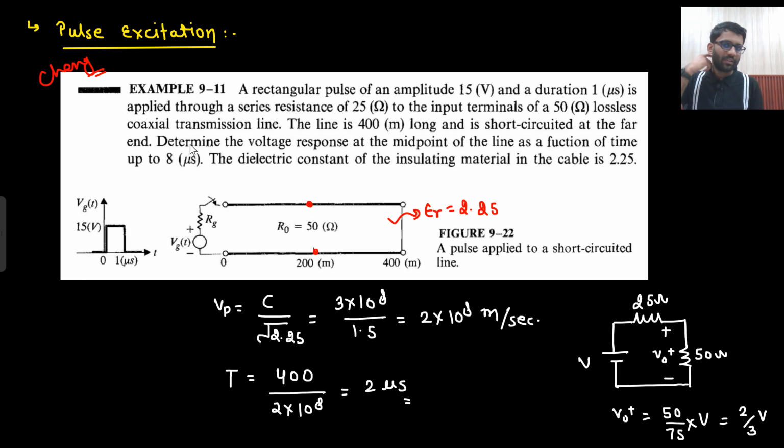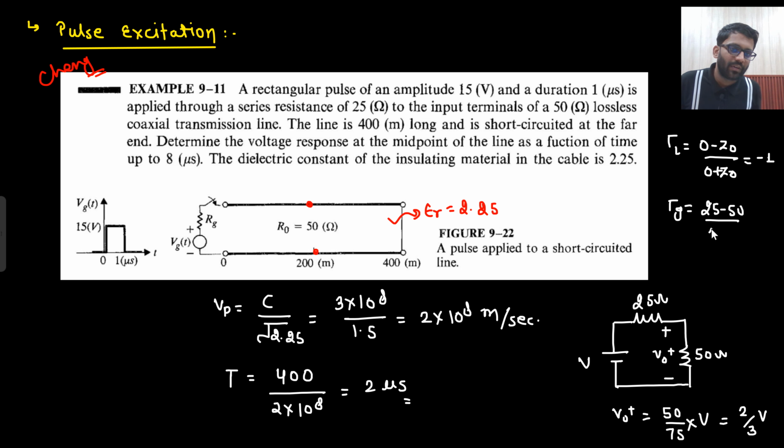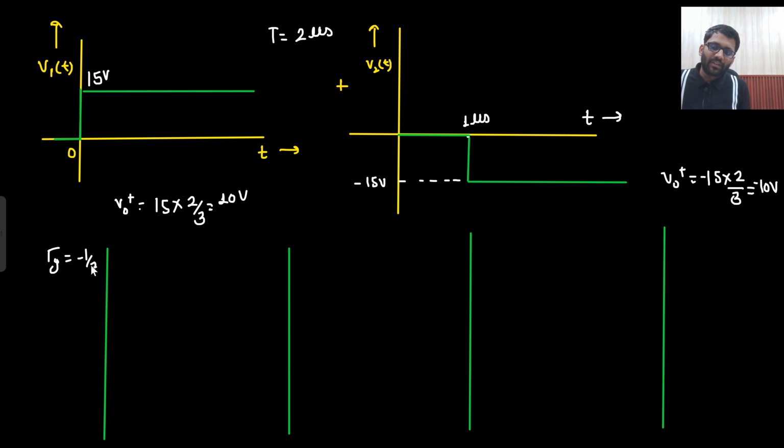Gamma L, gamma G depend on ZG, Z naught, all these things. So what is my gamma L? ZL minus Z naught. ZL is 0. Line is short circuited. So ZL minus Z naught upon ZL plus Z naught. So that is minus 1. And what about gamma G? Gamma G is ZG minus Z naught. What is ZG? 25. So 25 minus 50 upon 25 plus 50. So what would that be? Minus 1 by 3. So here it is minus 1 by 3 and here it is minus 1. So this is how I will be getting started.